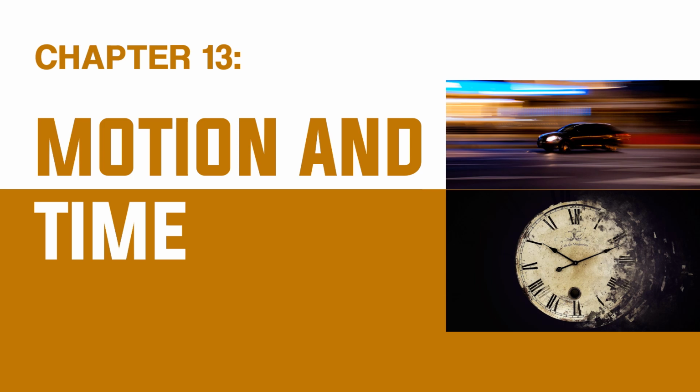Chapter 13, Motion and Time. So in the last class, we studied the definition of motion. If an object keeps on changing its position with time, it is called motion. And we learned some types of motion like linear motion, circular motion, and periodic motion with some examples. Then we learned slow or fast movements, and we studied the important point, that is speed.